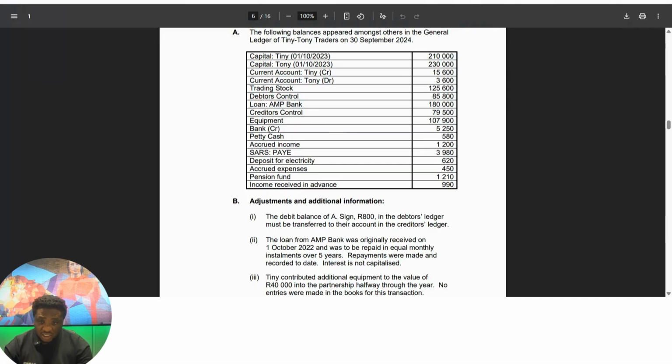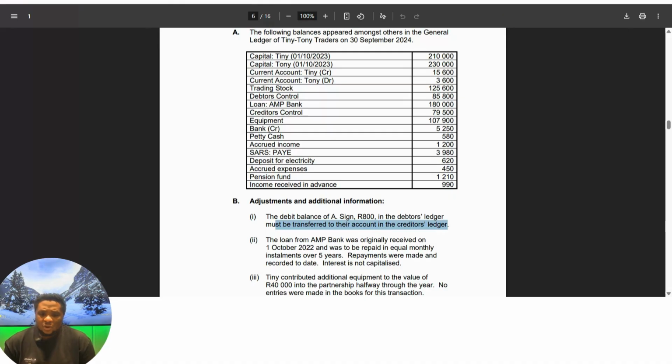So let's see. This is the list of balances. So let's go. It says the debit balance of 800 in the debtors ledger must be transferred to their account in the creditors ledger.